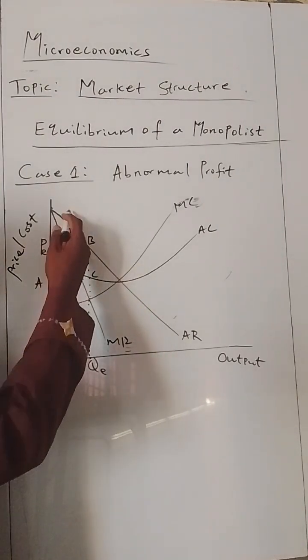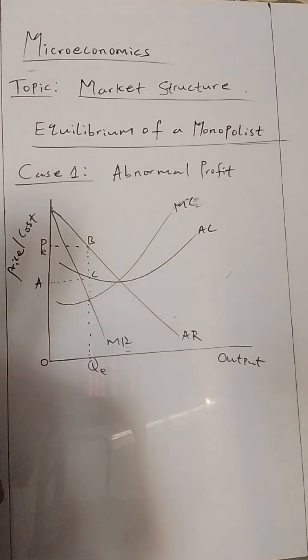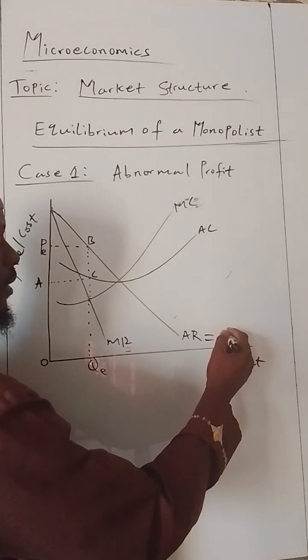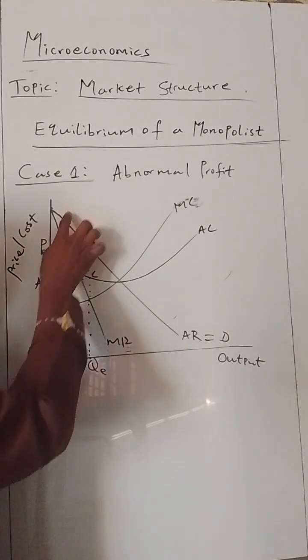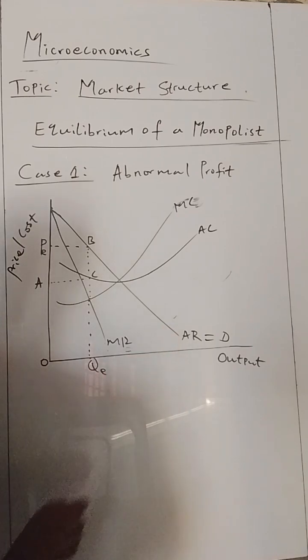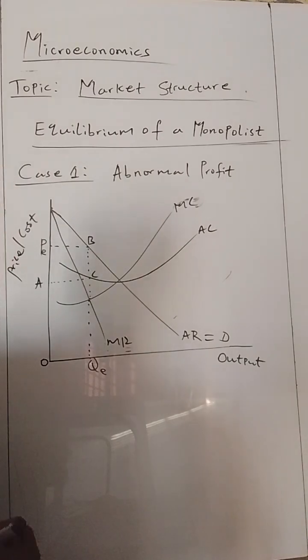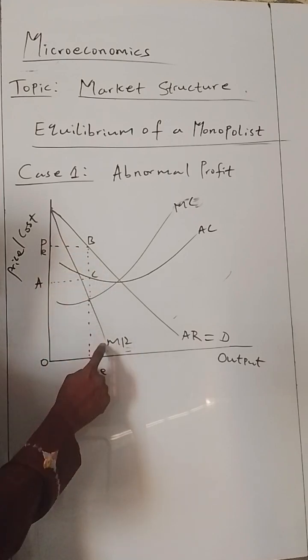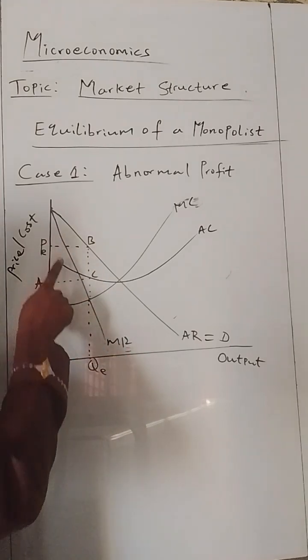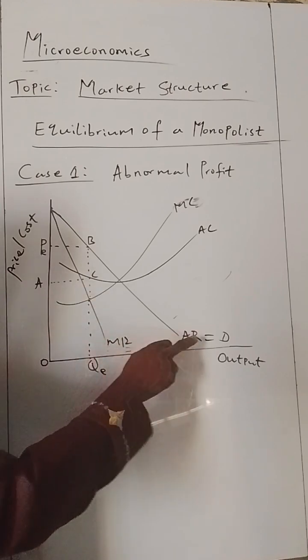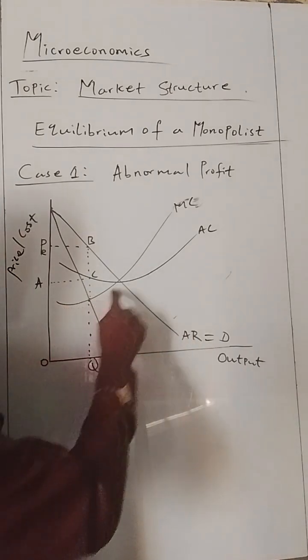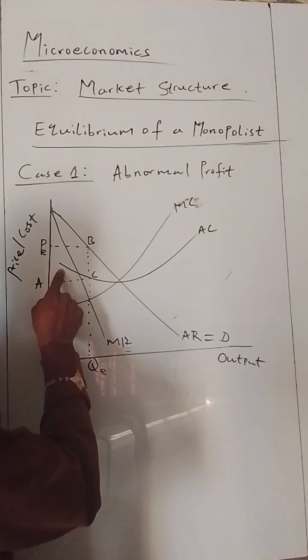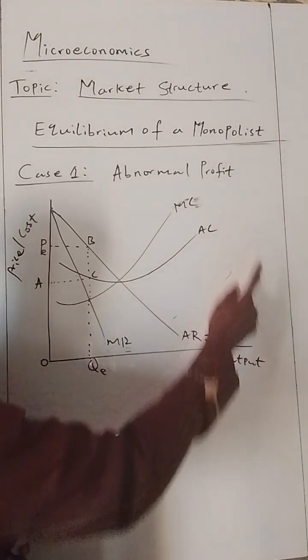Now, look at this line. This line represents the average revenue curve. And mind you, the average revenue curve is the same thing as the demand curve. You can see the average revenue curve is downward sloping, unlike in a perfect market where you have a horizontal demand curve for each of the firms. Also look at this line, the marginal revenue curve. You can see it's also downward sloping, although it's below the average revenue curve. Also look at this curve, the marginal cost curve. And this one represents the average cost curve.